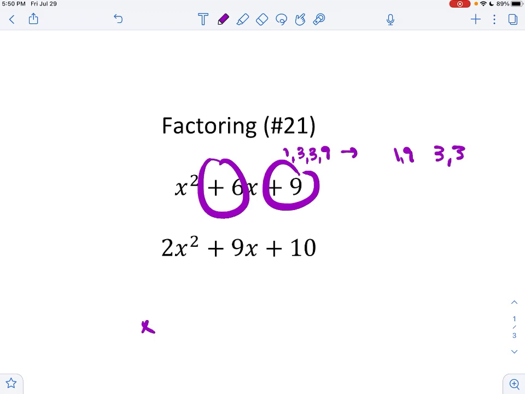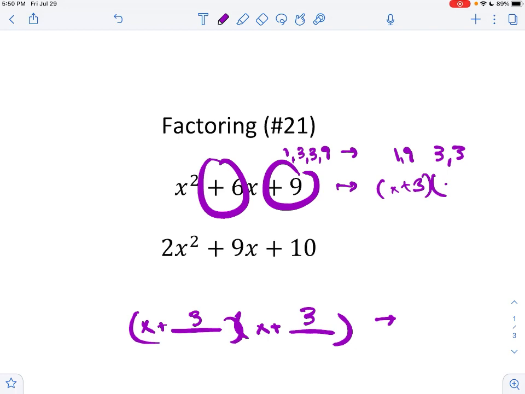And what we're going to do is plug in x plus factor 1 times x plus factor 2, and this is going to be our final statement, where we just plug in the factors now. So your final factored form is going to be x plus 3 times x plus 3.